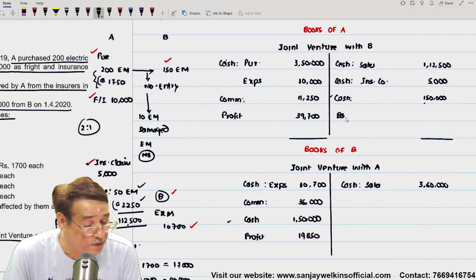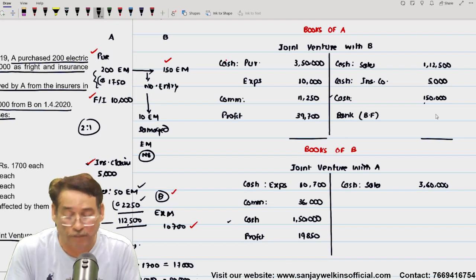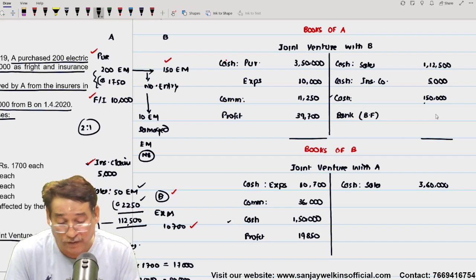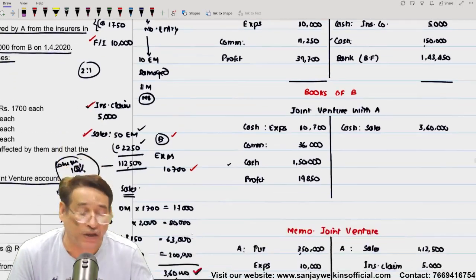amount I have to receive from B or how much amount I have to actually pay to B. But this time the debit side is bigger, so I will receive from B. 3,50,000 plus 10,000 plus 11,250 plus 39,700 minus 1,12,500 minus 5,000 minus 1,50,000. So 1,43,450. 1,43,450 I am going to receive.